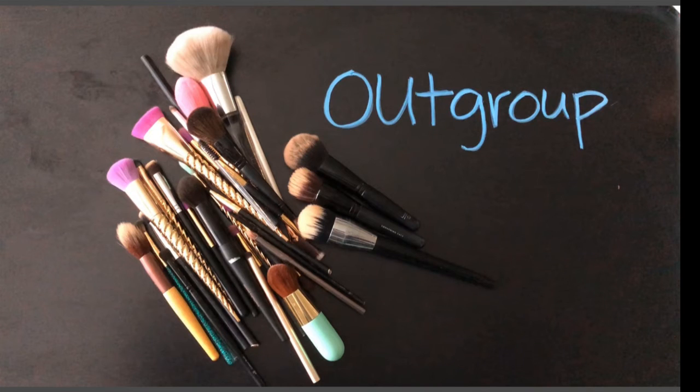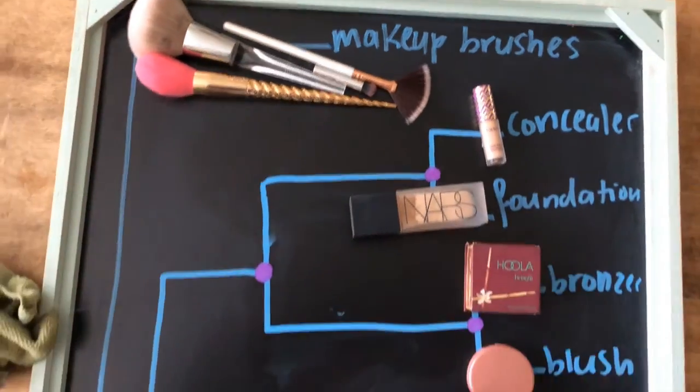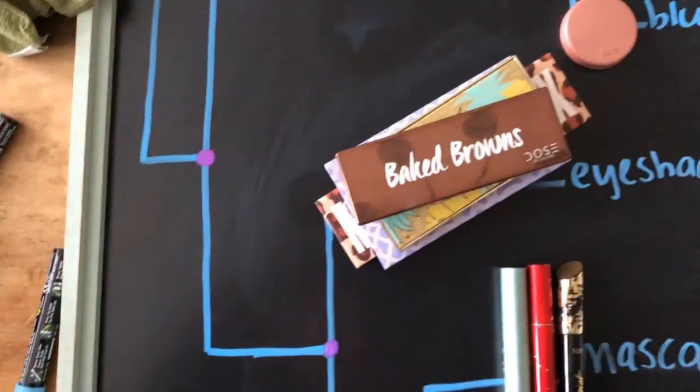My out group is going to be my makeup brushes. The out group is the OTU that diverged the earliest from the rest of my items. We put it in a category kind of by itself. If we compare the brushes to the rest of my things, we would consider them more of as a tool to help us apply makeup rather than as makeup. So the rest of my makeup and my makeup brushes all have a common ancestor, but it's a really early common ancestor.